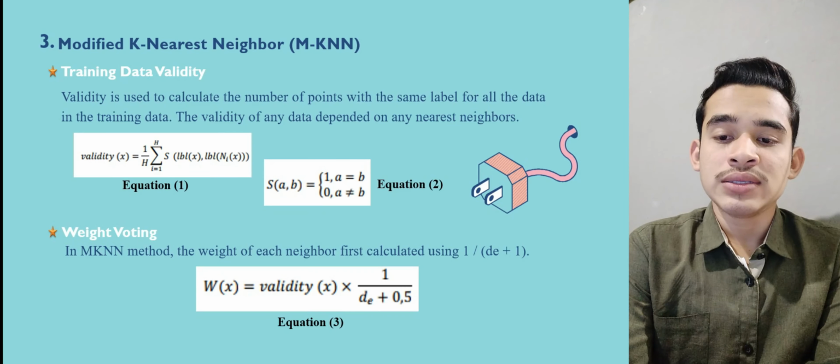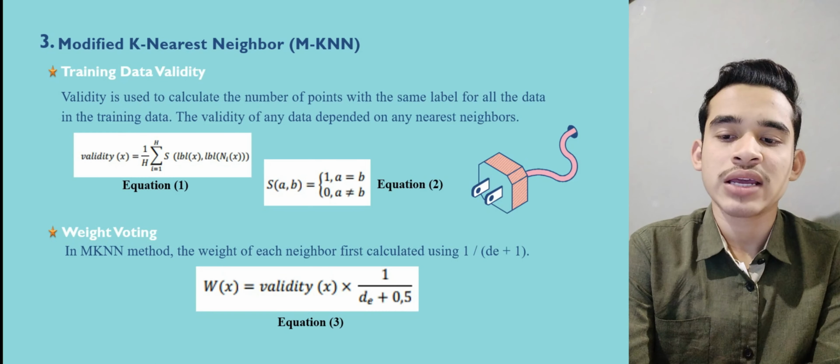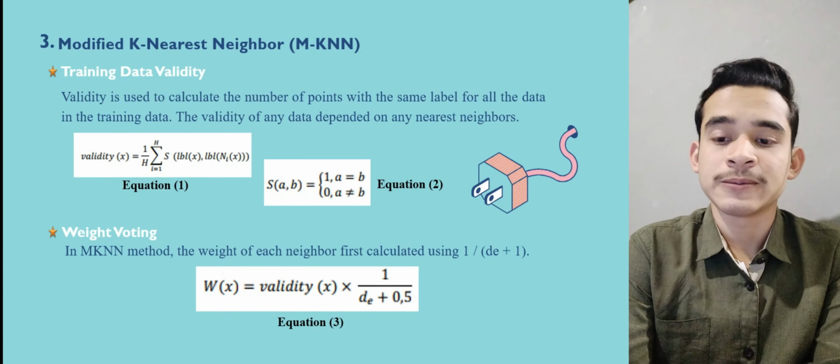where H is the number of nearest points, LBX is the class of X, and N_i X is the class label of the nearest point X. The S function is used to calculate the similarity between point A and B, the nearest neighbor data. The S function is defined in the equation, where data in the training set will be 1 if it is the same class, otherwise 0.